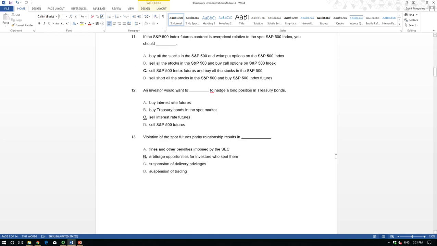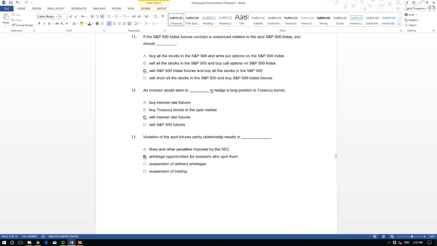Number 12, an investor would want to do what to hedge a long position in treasury bonds? To hedge against a long position, you need to take a short position, right? And you need to short a futures contract that has bonds as the underlying asset. And here, interest rate futures have treasury bonds as the underlying asset. So the answer is C for number 12.